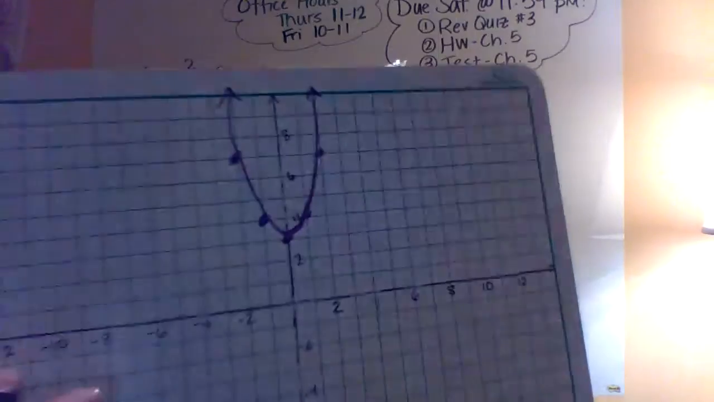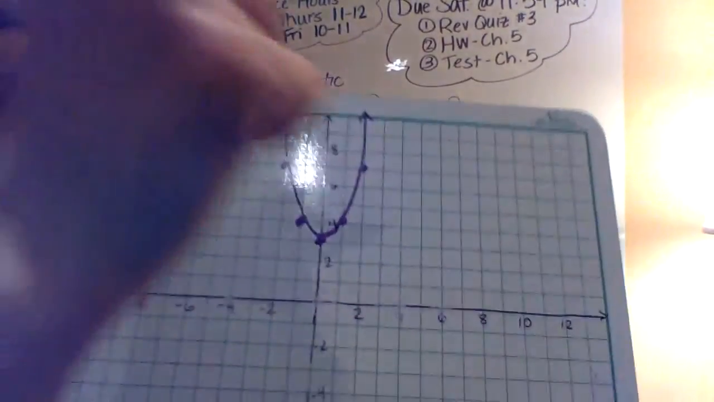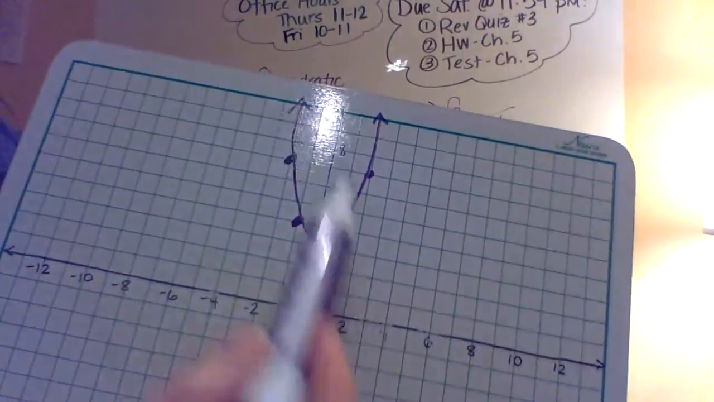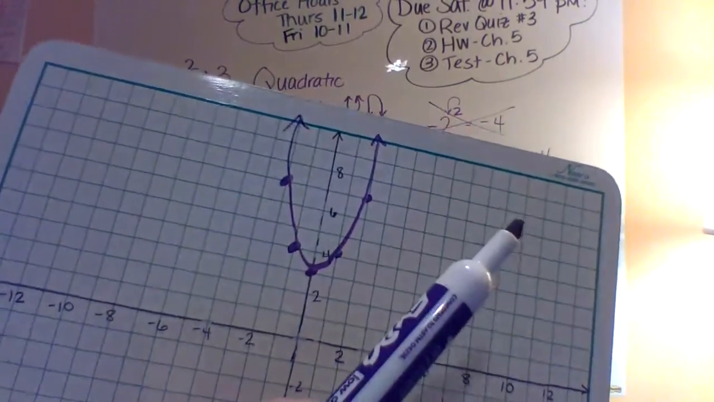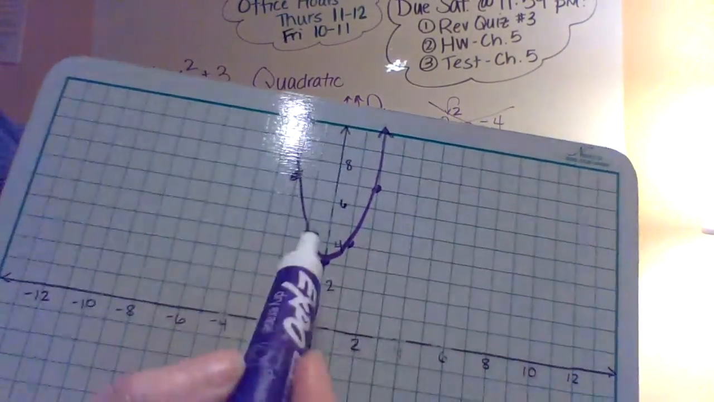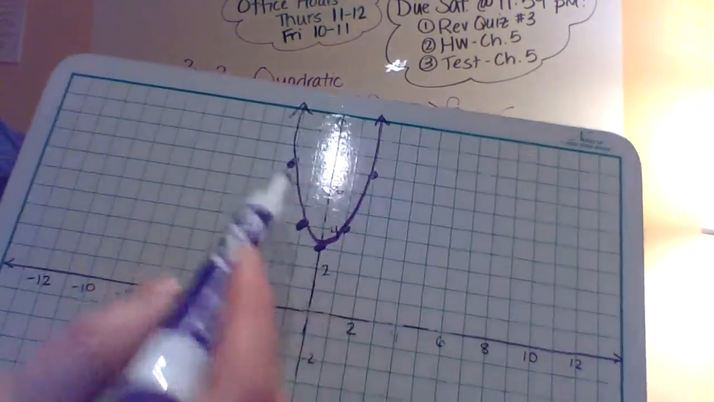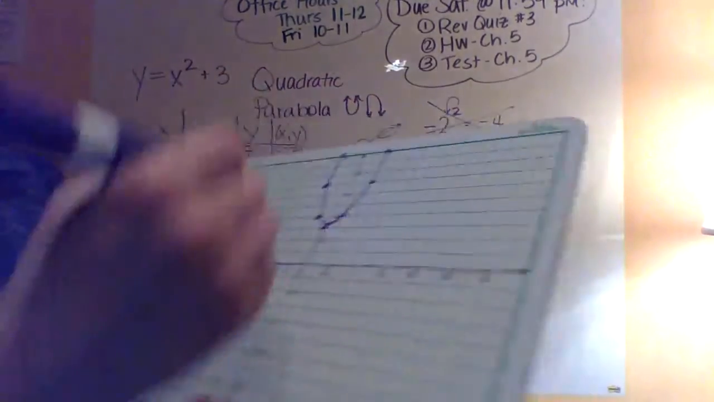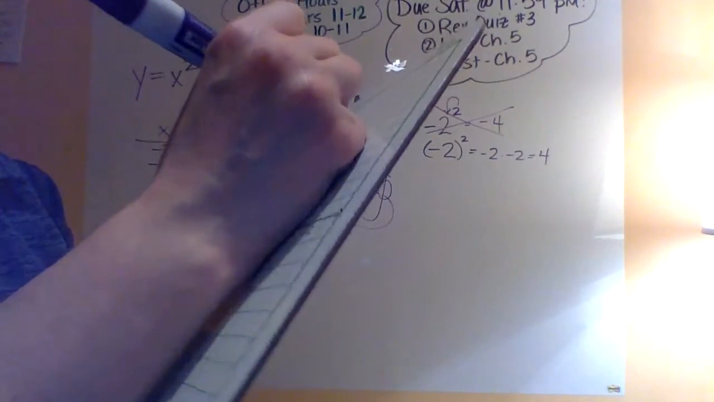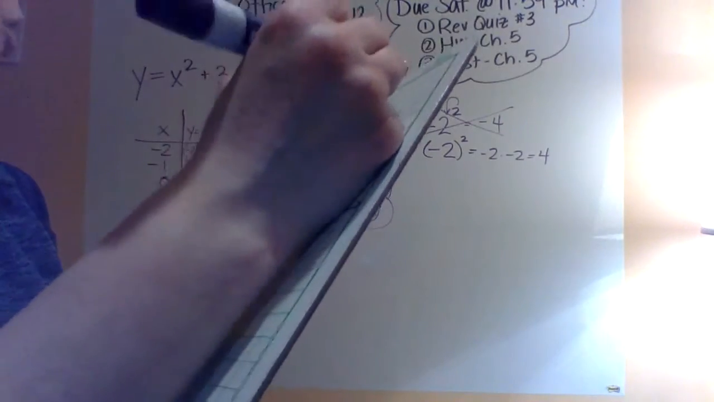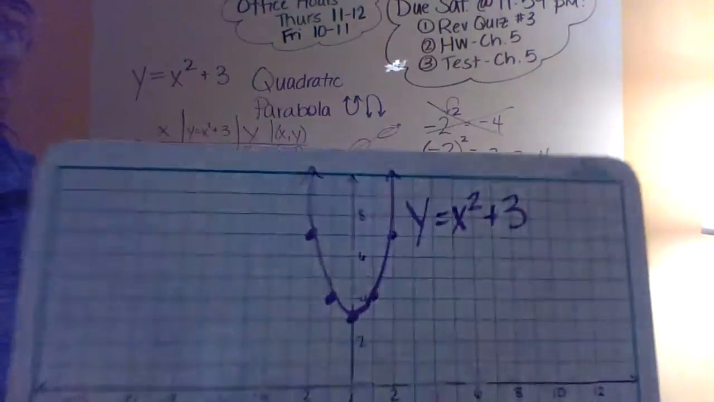Now, the nice thing for you guys in a way is that when you do a test, you're doing it on Lumen, so you don't have to worry about doing it by hand, but you still need to know how to do that. And then again, we'll label it y equals x squared plus 3. That's my quadratic equation.